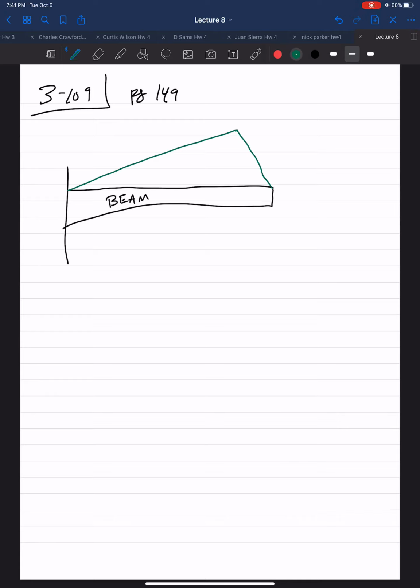Intensity of the loading is given by 3 kN per meter. This is my point O. This distance here is 3 meters. This is 1.5 meters. So we can represent this as two right triangles.